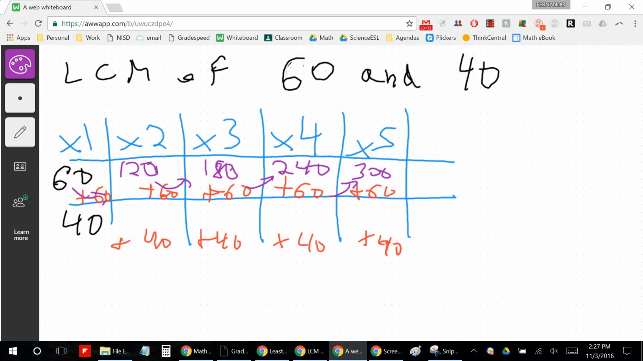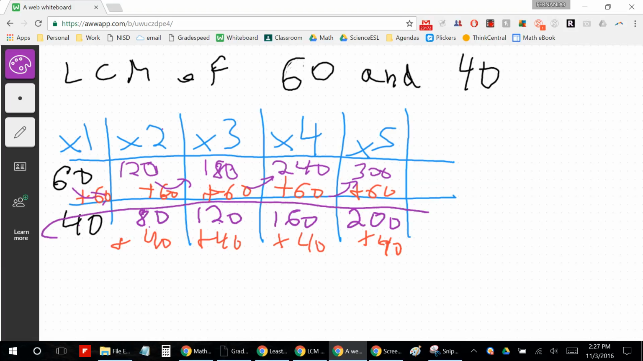Now, 40 plus 40 is 80. What I'm saying is 40 times 2 is 80. 80 plus 40 gives you 40 times 3, 120. 120 plus 40 gives you 160. 160 plus 40 gives you 200. That means 40 times 5 is 200. Again, these are the multiples of 40.